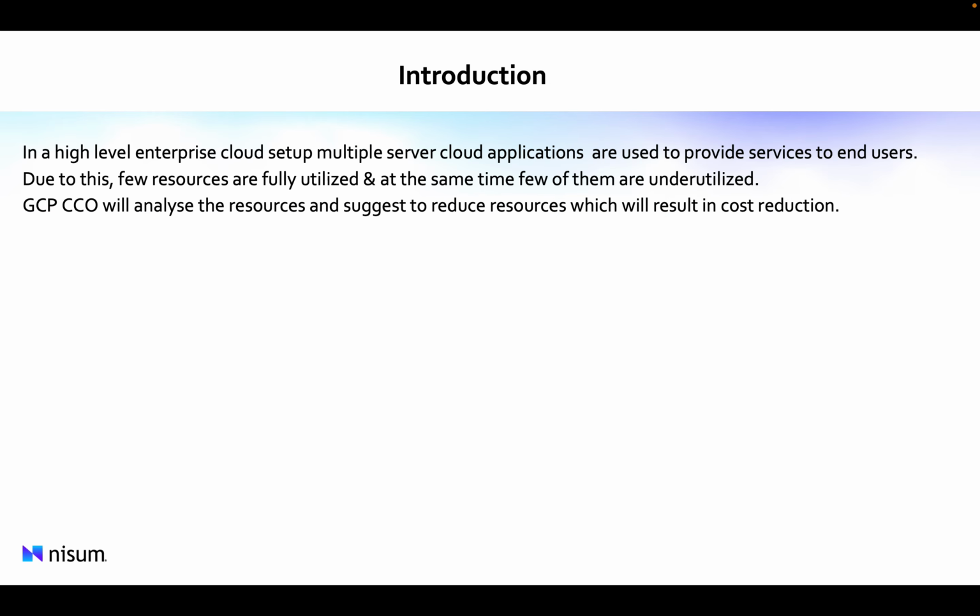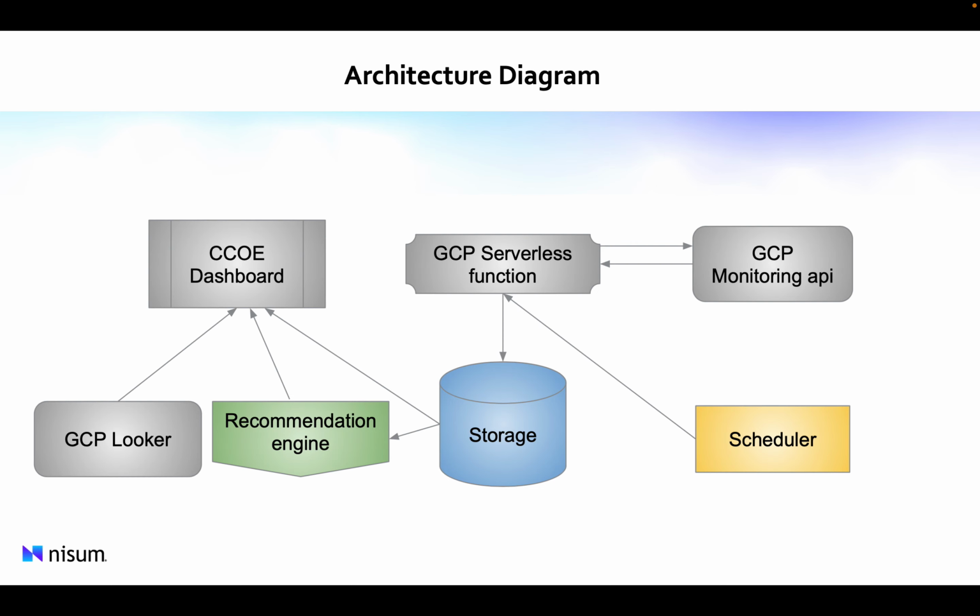So in a high level enterprise cloud setup, multiple server cloud applications are used to provide the services to the end user. Due to this, a few resources are fully utilized. At the same time, a few of them are underutilized. So the GCP cloud cost optimization tool will analyze the resources and suggest how to reduce the costs, and that will result in the cost reduction. So this is basically the architecture diagram.